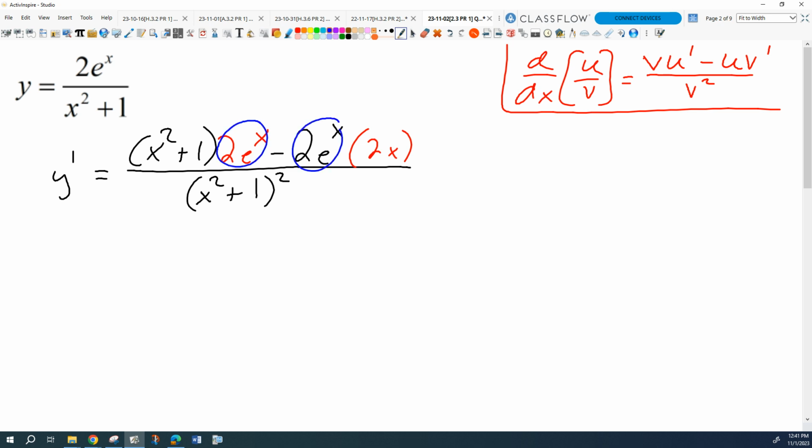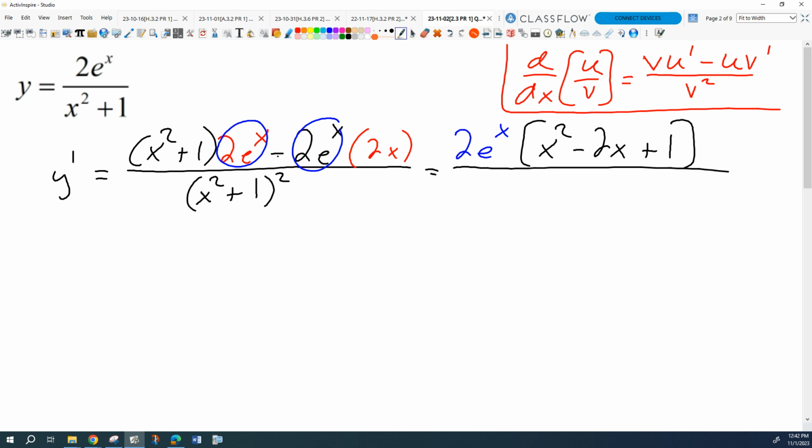So a really good idea would be to just factor out the 2e to the x right at the beginning on the top, right? So if we do that, what are we going to get? We're going to get 2e to the x times, what are we left with? I've got x squared plus 1 minus 2x. Well, we could just make that x squared minus 2x plus 1, right? Over x squared plus 1 squared.